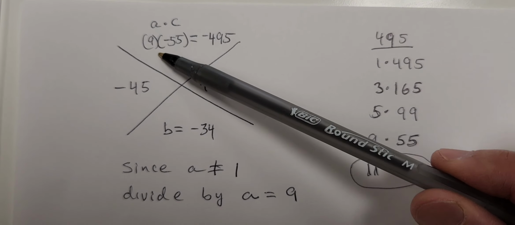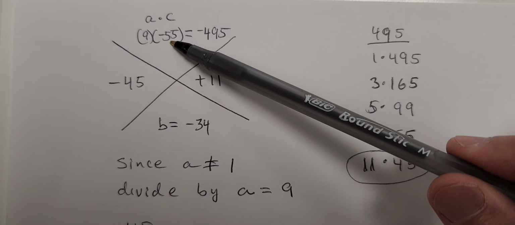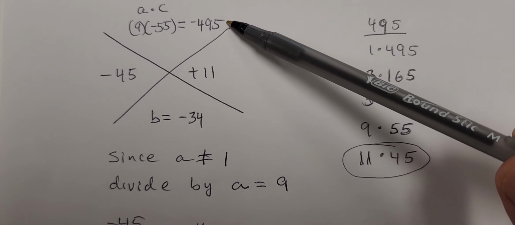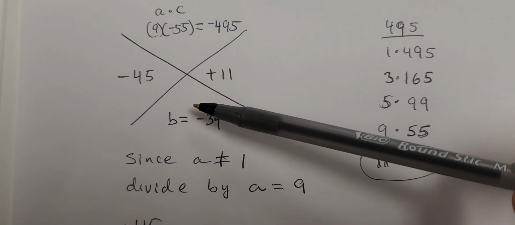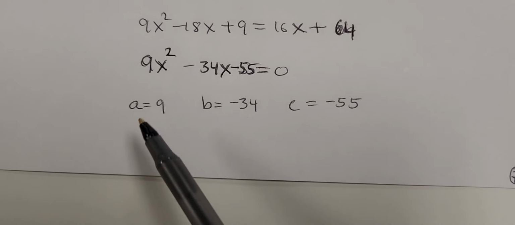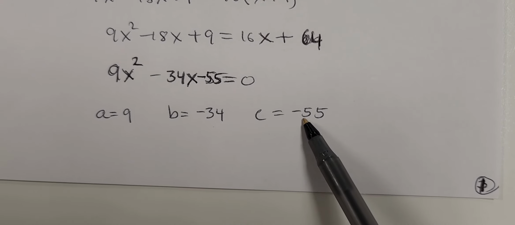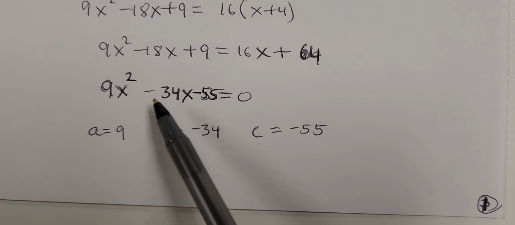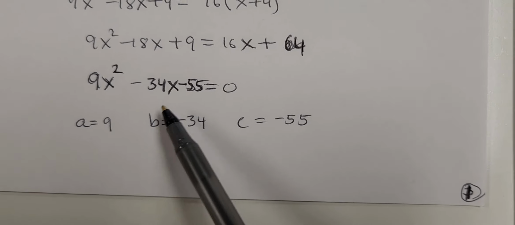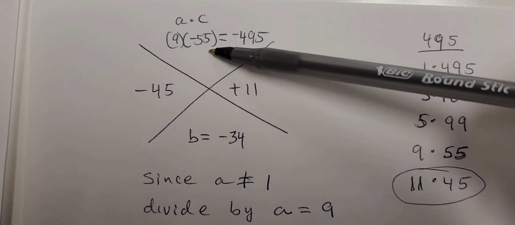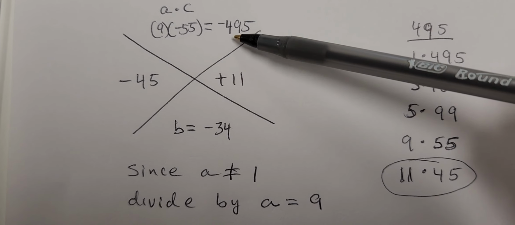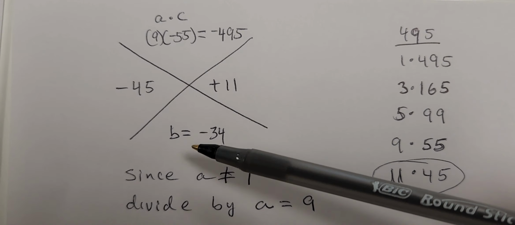So on top, A times C, so 9 times negative 55 is negative 495. The B is negative 34. Again, where did I get this number from? It comes from A, B, and C, which is this trinomial, and I'm trying to factor this trinomial.